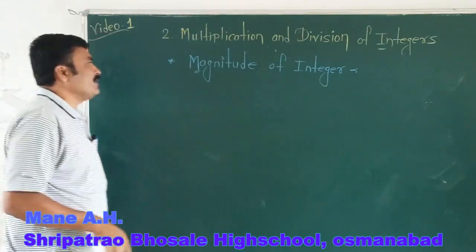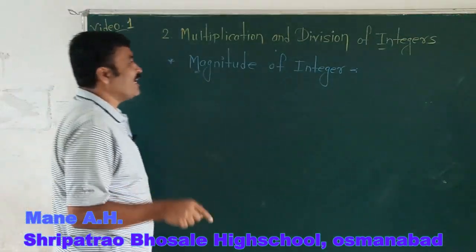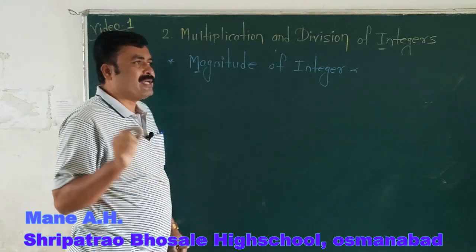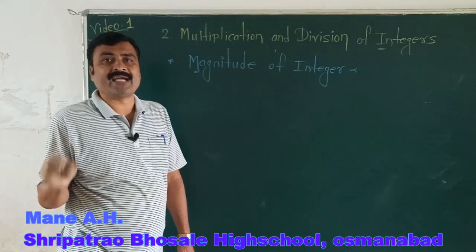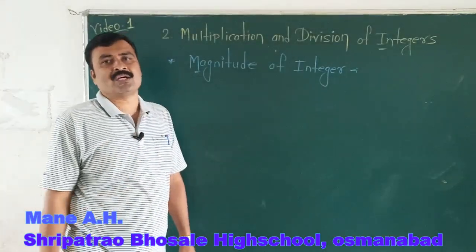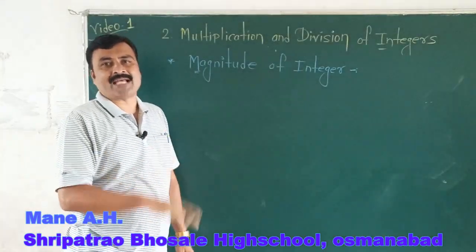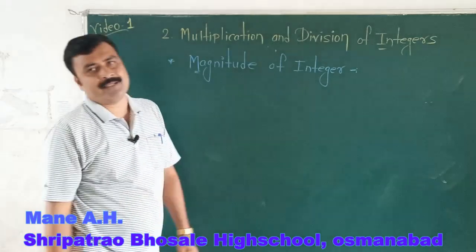So while taking the magnitude of any integer, the basic step is that we just remove the sign attached to that integer and write the number as it is, as its magnitude.